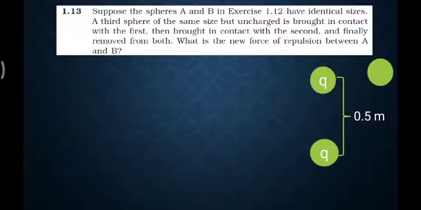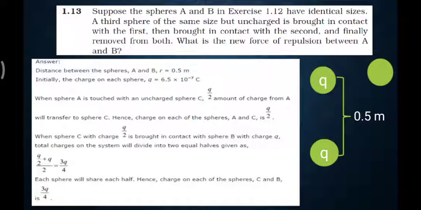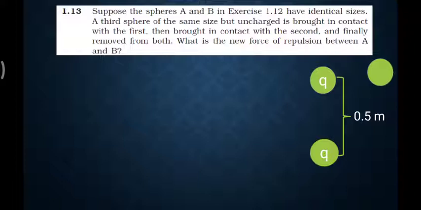A third sphere of the same size but uncharged is brought into contact with the first one, then after that it is also brought into contact with the second one, and finally removed from the system. Then what is the force between A and B? This is only what is happening. Again, I am removing this screen because you have to understand it first.